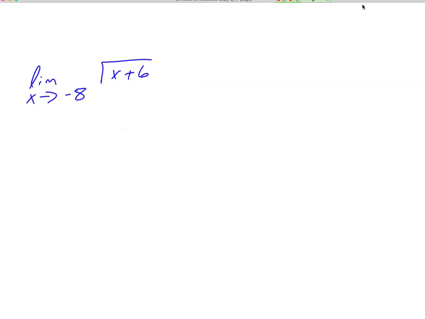Next one. All right, Blake, read it for me. Limit as x approaches negative 8 of the square root of x plus 6. So what do I do? Plug it in. So if I plug in, I get the square root of negative 8 plus 6. What do I run into? A negative number inside a radical. So what does that tell me? It does not work. My limit does not exist. What is the smallest number I'm allowed to plug into this function?